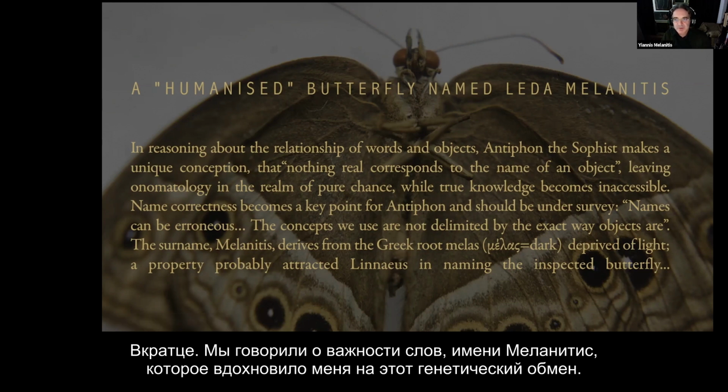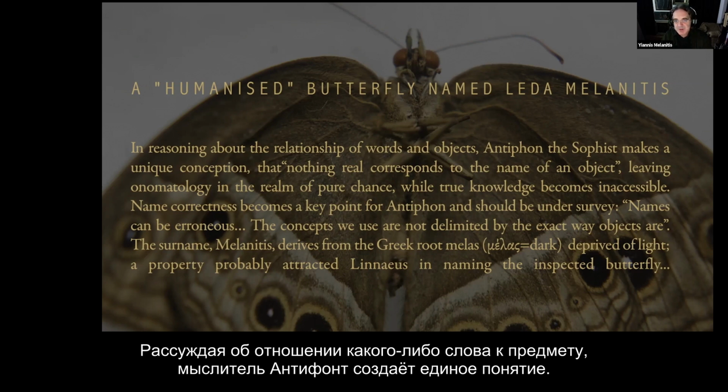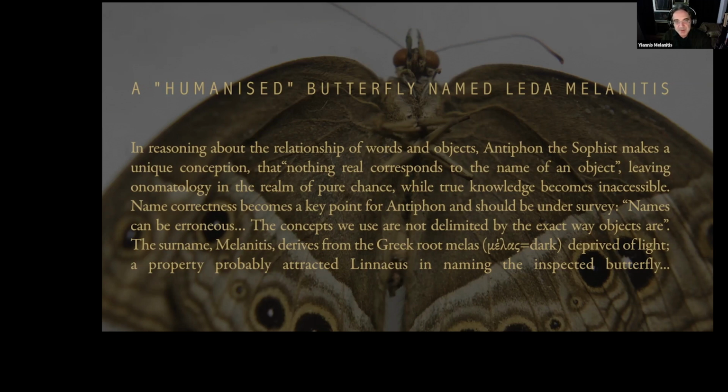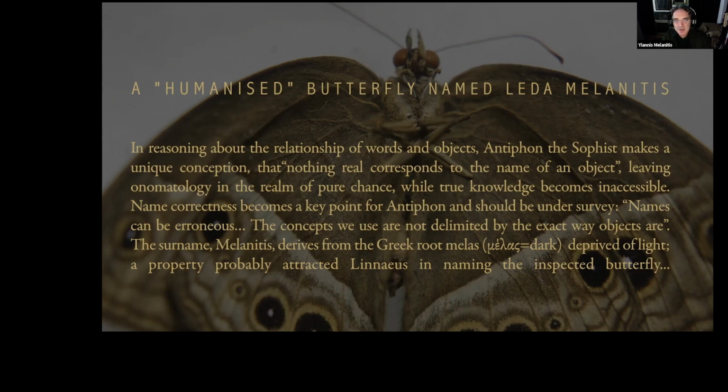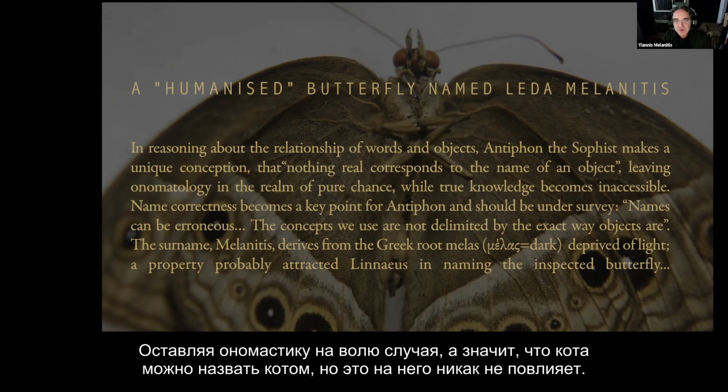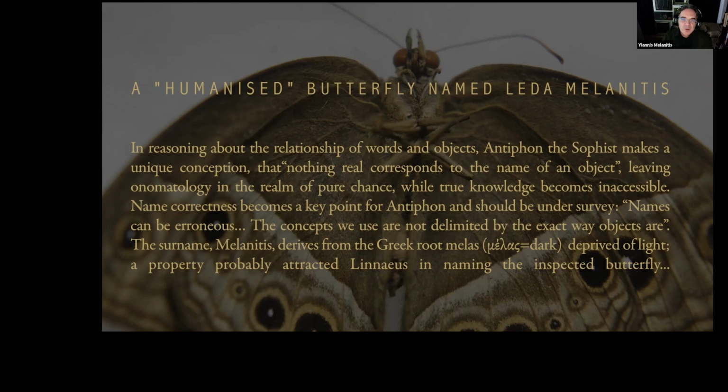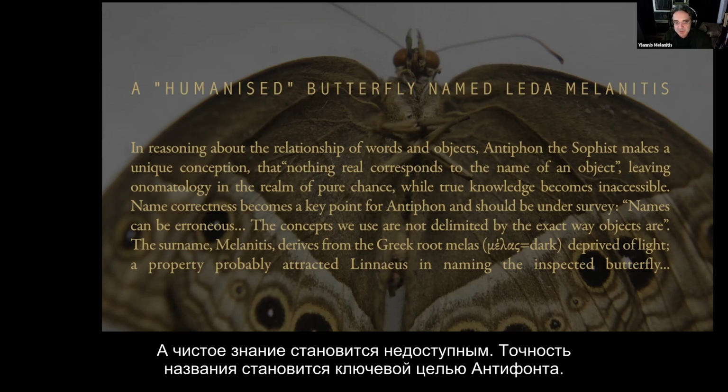we spoke about words, the importance of the name Melanitis that inspired me to make this genetic interchange. So in reasoning about the relationship of words and objects, Antiphon the sophist makes a unique conception that nothing real corresponds to the name of the object, leaving onomatology in the realm of pure chance, which means, in simple words, that you can name a cat as a cat, but this gives nothing to the cat, really. While true knowledge becomes inaccessible.